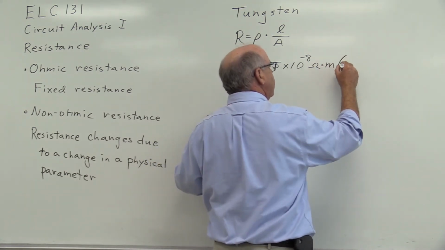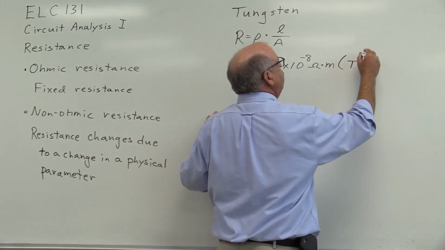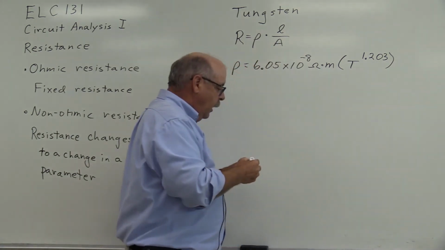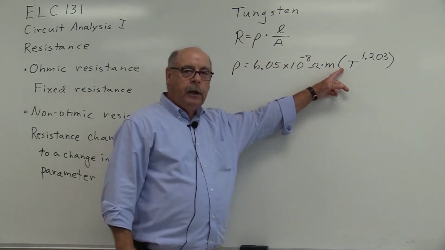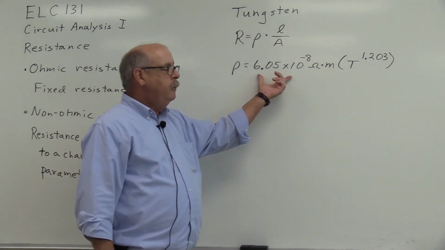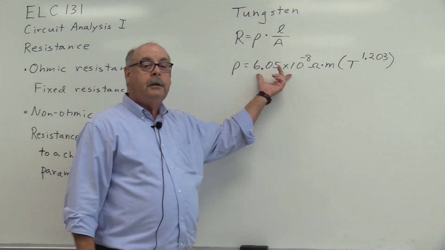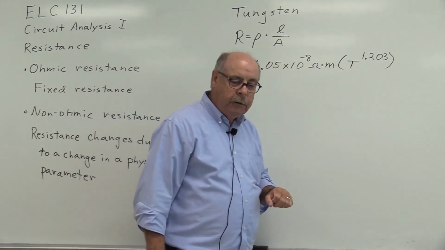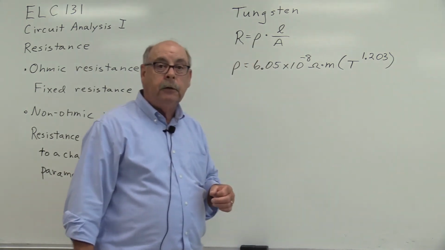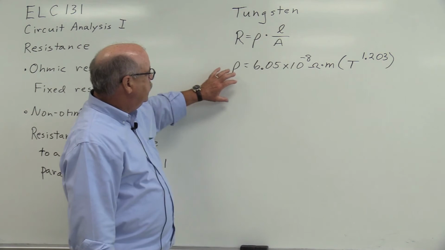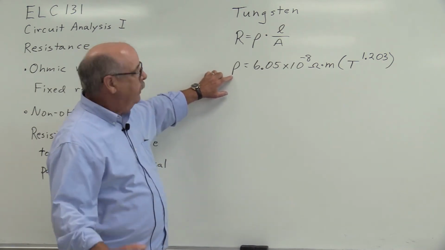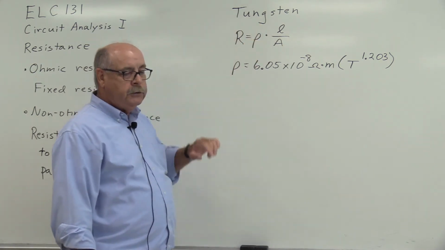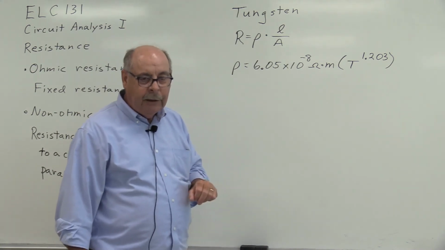times T raised to the 1.203 power. And the temperature T is expressed in Kelvin. So this would be the resistivity of tungsten at 0 degrees Kelvin. And as temperature increases, of course, the resistivity of the material increases. So we would have to substitute this rho at some temperature for the rho here, given the length and cross-sectional area, to determine the resistance of the tungsten filament in a lamp.